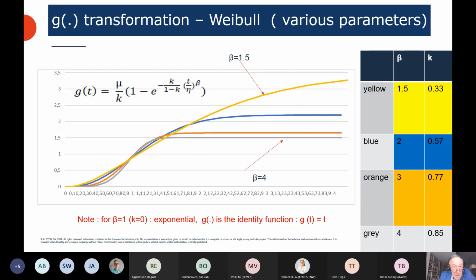Then this is an illustration of the G function. The yellow case is beta equal 1.5. So we see it's almost like a straight line. But when beta increases, blue is beta 2, orange is beta equal 3, gray is beta equal 4. It more quickly goes to a constant, the asymptotic value mu over k, and so it's of course more nonlinear. When beta equals 1, which is the exponential, the G function becomes a straight line, which is normal because the transformation is the identity. The initial function already had a linear MRL, so the transformation keeps it the way it was. It's a fixed point. So this is for Weibull.